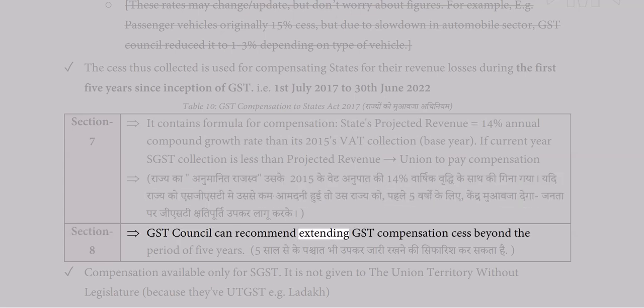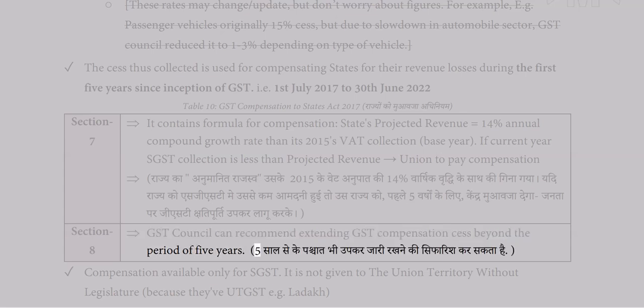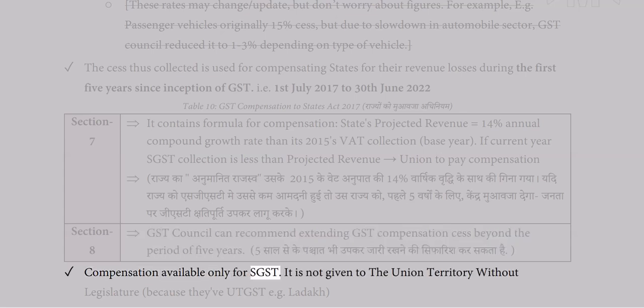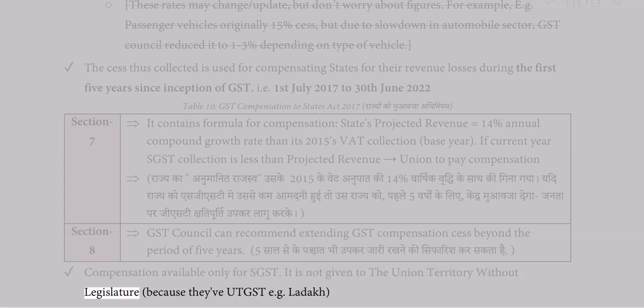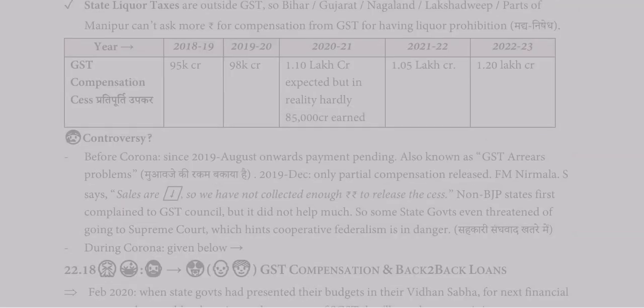GST Council can recommend extending the GST compensation cess beyond the period of 5 years. Compensation is available only for SGST. It is not given to Union Territories without a legislature because they levy UTGST, e.g. Ladakh. State liquor taxes are outside GST. So Bihar, Gujarat, Nagaland, Lakshadweep and parts of Manipur can't ask for more compensation from GST for having liquor prohibition.